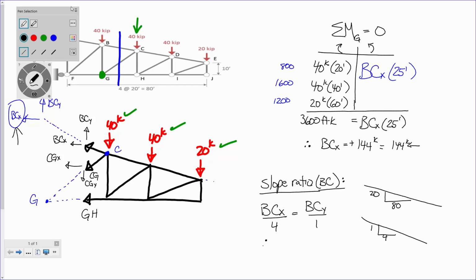So therefore, BCY is 1/4 BCX, which is, if this is 144 kips, what is 144 divided by 4? It's what, 36? 36 kips. And as for the direction, since BCX came out positive, BCY does as well, and we drew BCY acting up, which means it does act up.